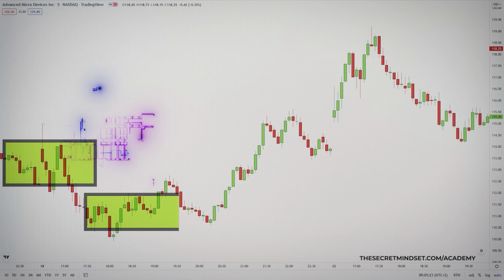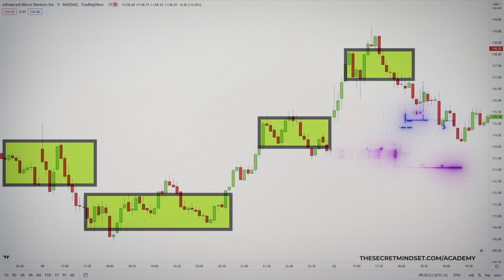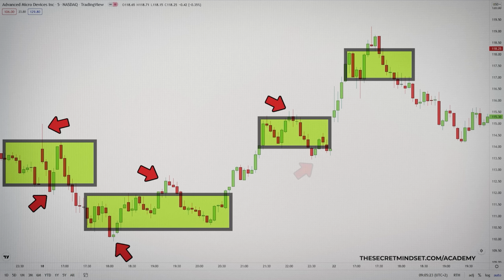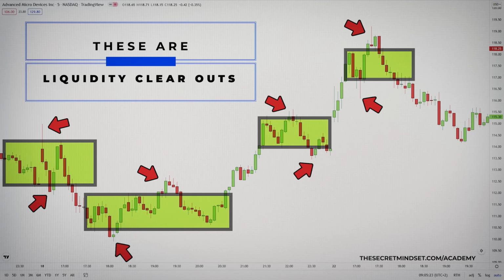Price tends to move from structure to structure, squeezing one side of the market participants most of the time. It rewards one side of the market while punishing the opposite side of participants. And liquidity clearouts are constant processes observed on the markets every day.